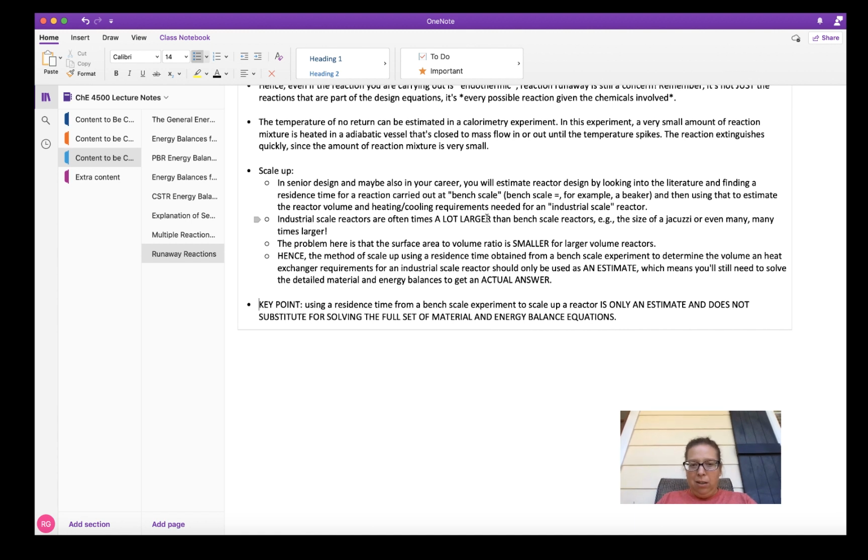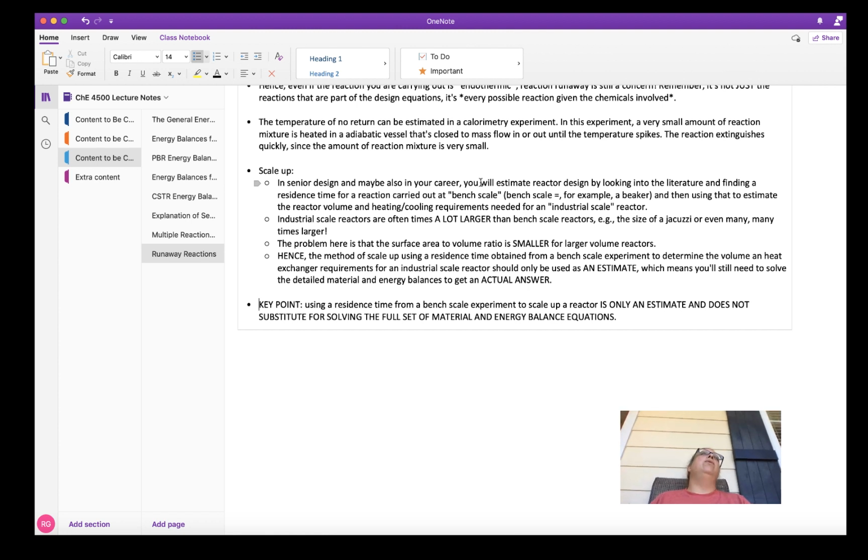Another risk of reaction runaway is due to scale up. When we think about designing an industrial process, oftentimes we start at the bench scale. By bench scale, I mean on a laboratory bench top. So for example, in a beaker. And of course, the chemistry that happens in that beaker is similar to what would happen at the industrial scale, but it's not identical. So there are more concerns at the industrial scale than at the bench scale because it's a lot larger.